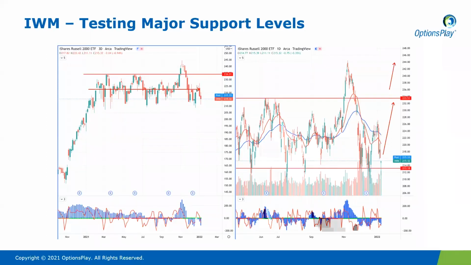Again, higher interest rates do put small caps at a significant disadvantage compared to the large cap names that are a bit more safe. So I do expect that underperformance to continue for the next few months.